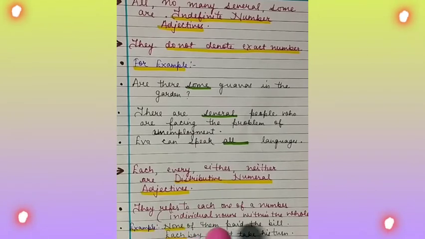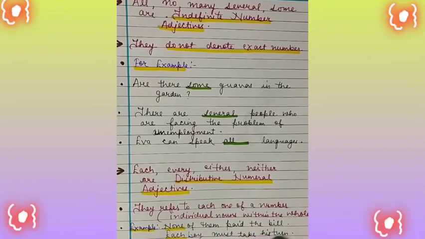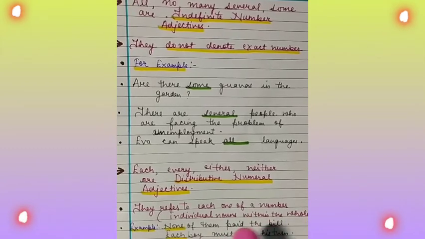Example, none of them paid the bill. So none means each one did not pay the bill. Each boy must take his turn. Means it refers to each one of a number. Means each boy should take his turn.